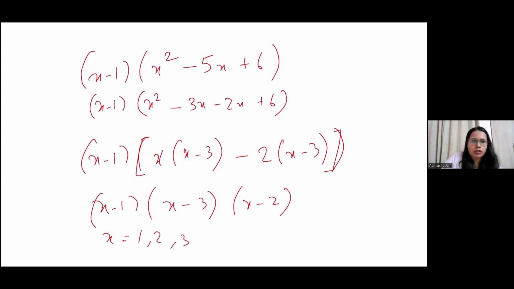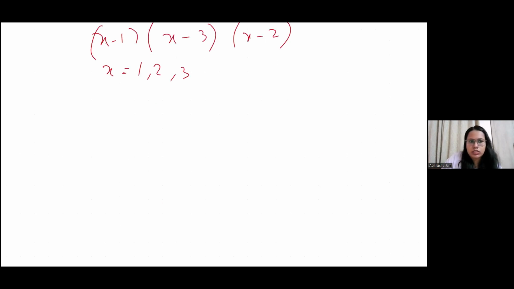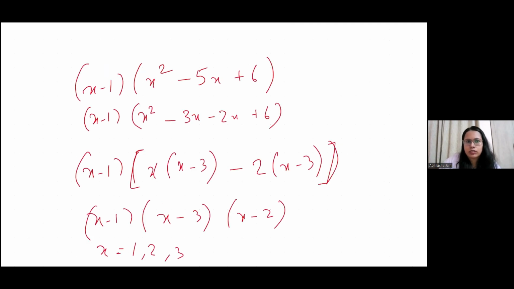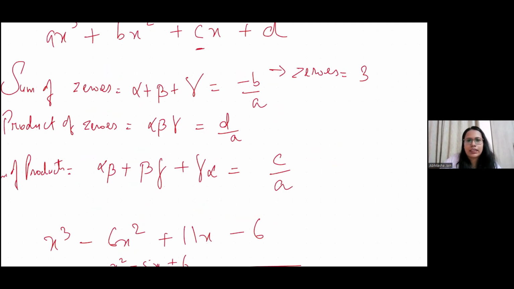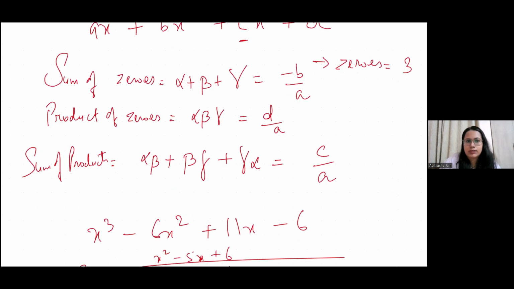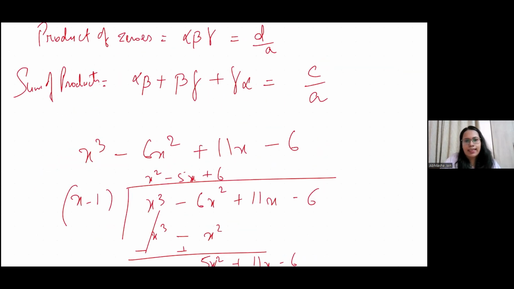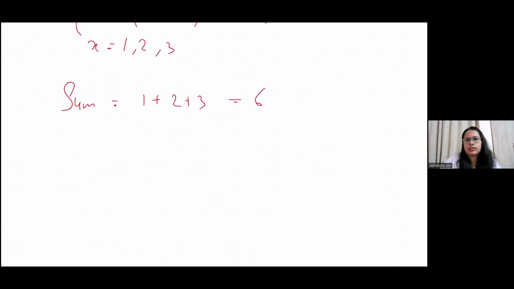When you do the sum of all three, 1 plus 2 plus 3 is 6. And if you check, the sum is nothing but negative b over a. Negative b is negative 6, and so negative times negative 6 over 1, which is 6.